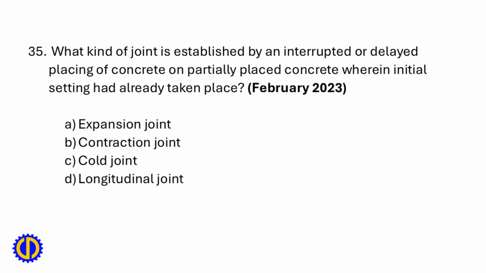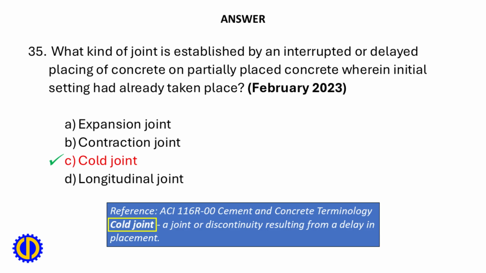35. What kind of joint is established by an interrupted or delayed placing of concrete on partially placed concrete wherein initial setting had already taken place? A. Expansion joint, B. Contraction joint, C. Cold joint, D. Longitudinal joint. C. Cold joint. Reference: ACI 116R00 Cement and Concrete Terminology. Cold joint: a joint or discontinuity resulting from a delay in placement.